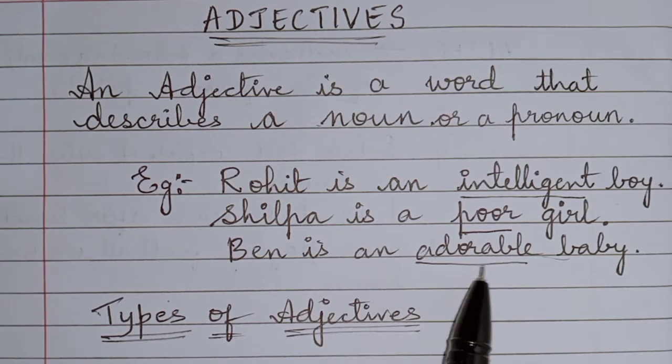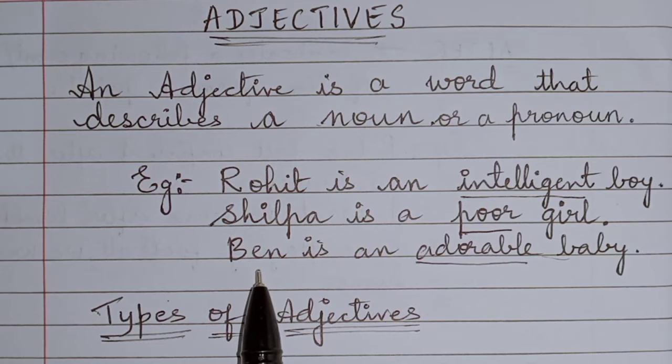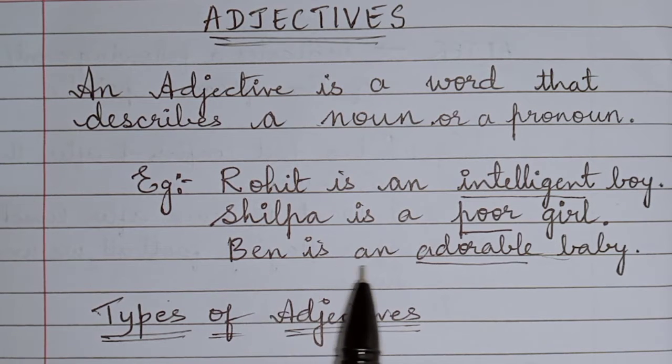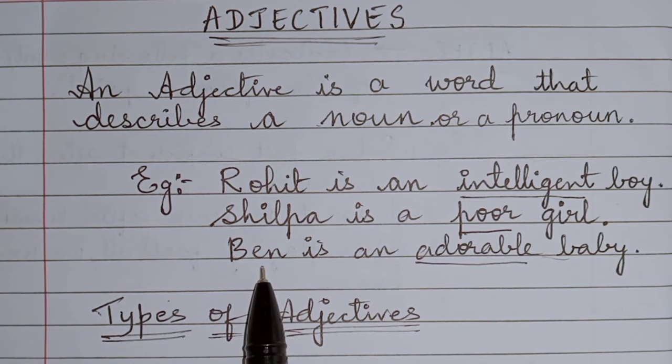Then, Ben is an adorable baby. What type of baby? Adorable. Adorable is a word that describes Ben.